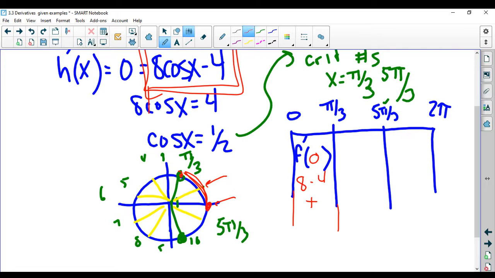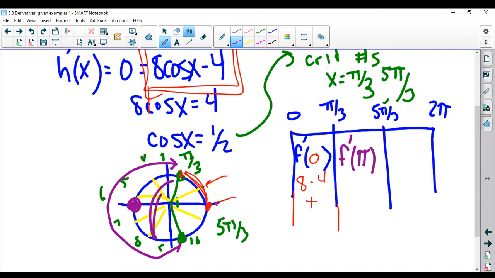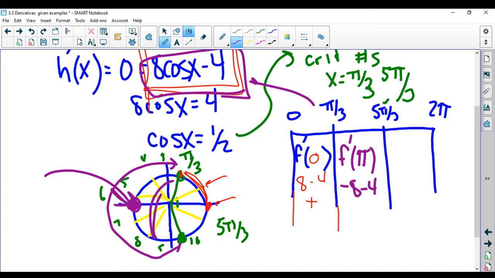From pi over 3 to 5 pi over 3, if you look to the unit circle, that's anywhere from here to here. So you can use any one of these angles in here. I'm going to use this one because it's easiest. The derivative at pi. Again, plug it in here, and you'll get 8 times the cosine of pi. Cosine of pi, x is -1, so cosine of pi is -1. So we have a -8 minus 4, which is obviously negative.